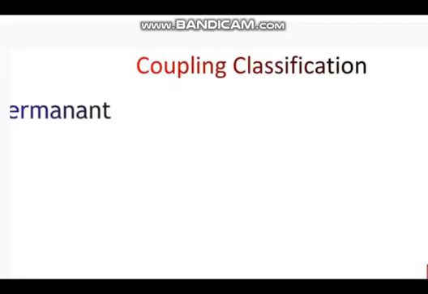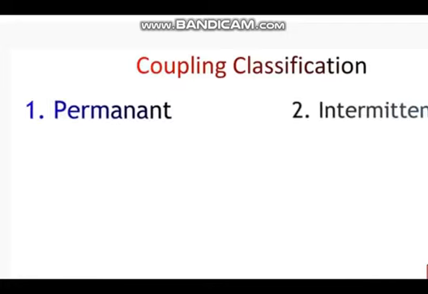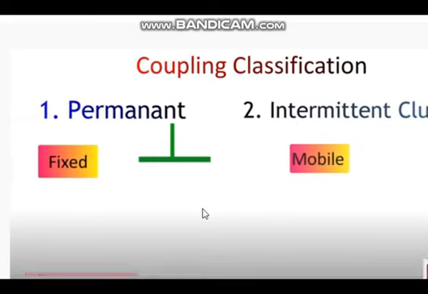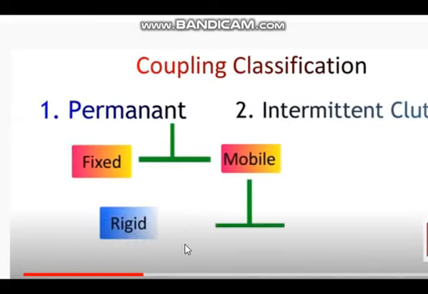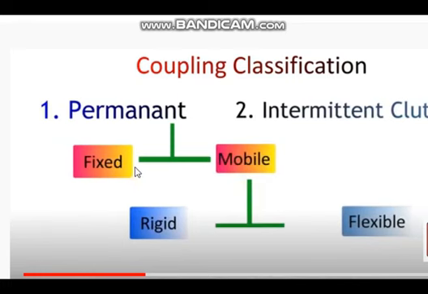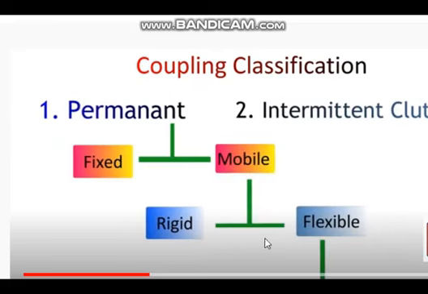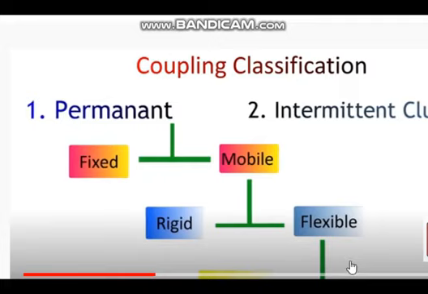Okay, and then see the couplings classification. If you see the couplings classification, it can be permanent and intermittent. It can be a permanent coupling, that means once you fix it, it stays forever. Or it can be temporary. Here they call it mobile. And in permanent there are two types, rigid and flexible.